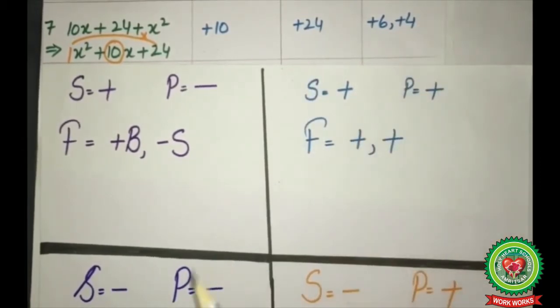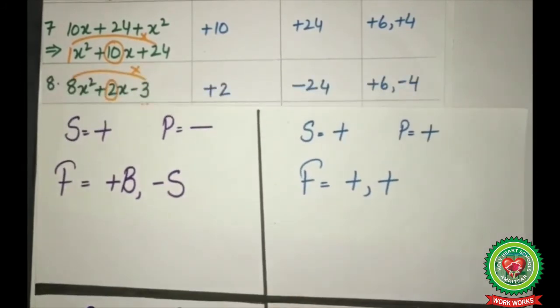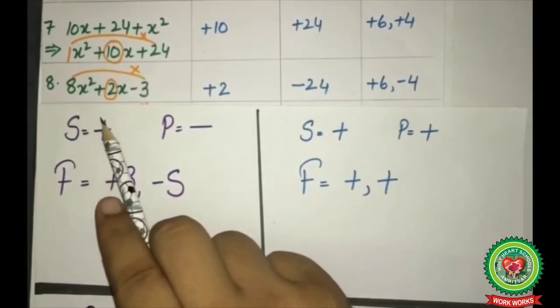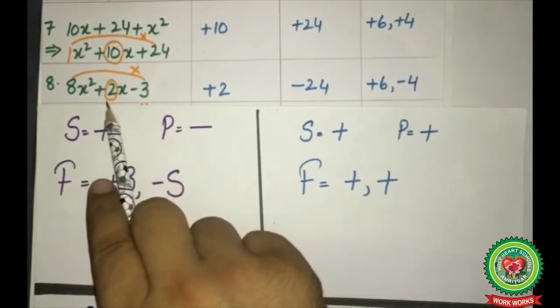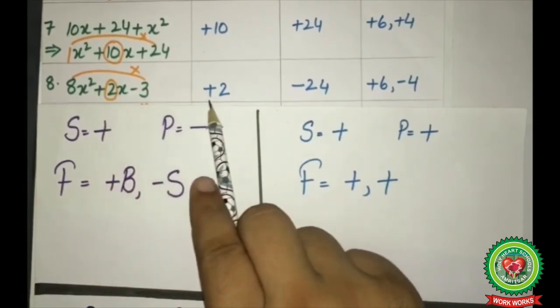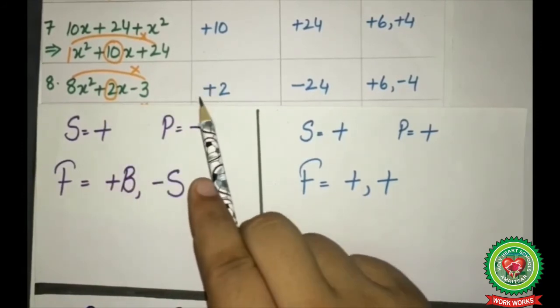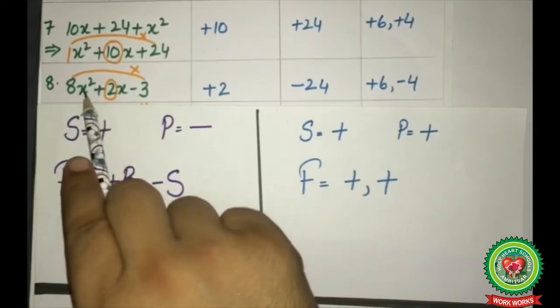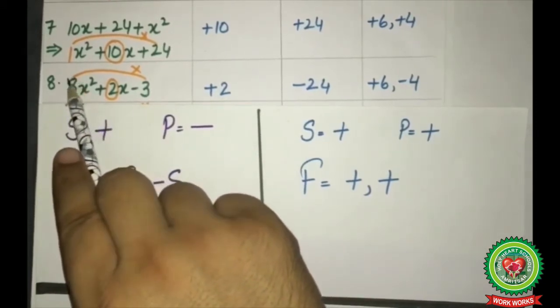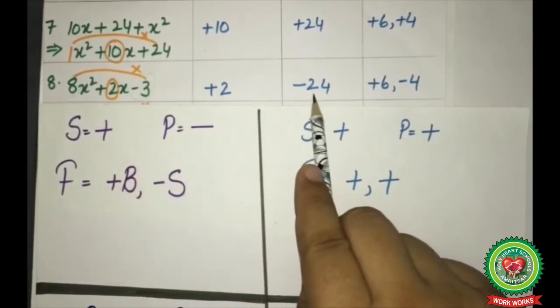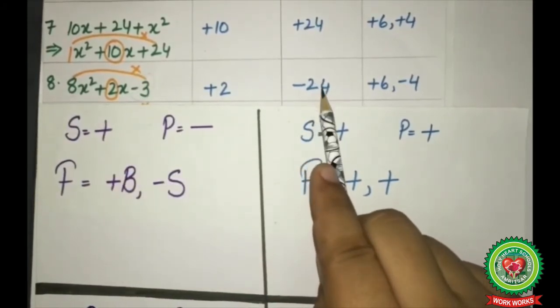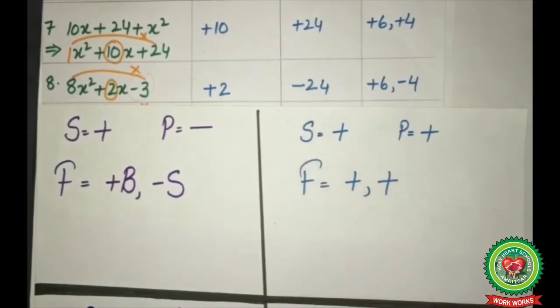and plus 4. The next example is 8x square plus 2x minus 3. Now here the coefficient of x is plus 2. So therefore the sum required is plus 2. And the product of the coefficient of x square with the constant term comes out to be minus 24. So therefore the product required is minus 24.